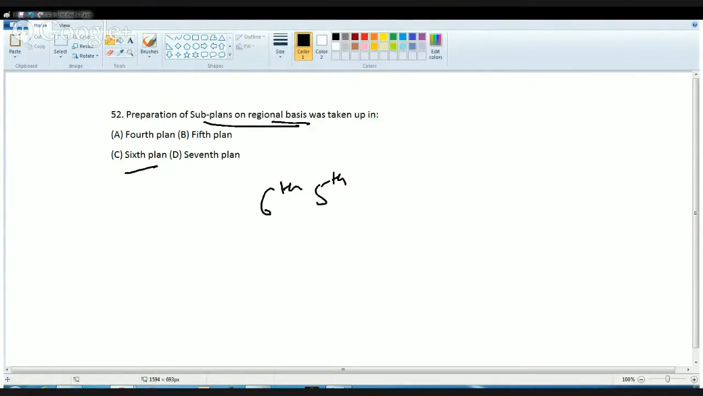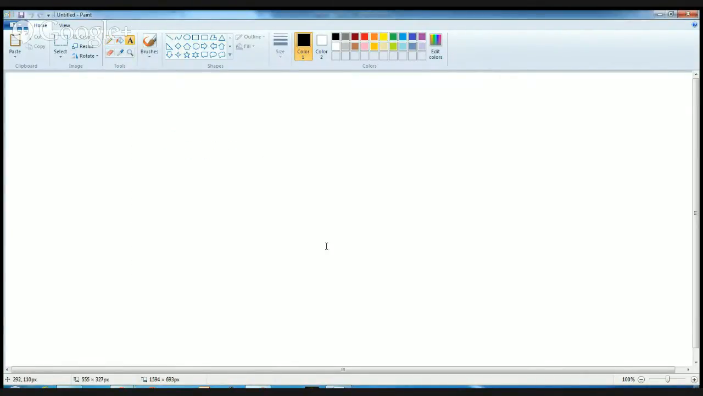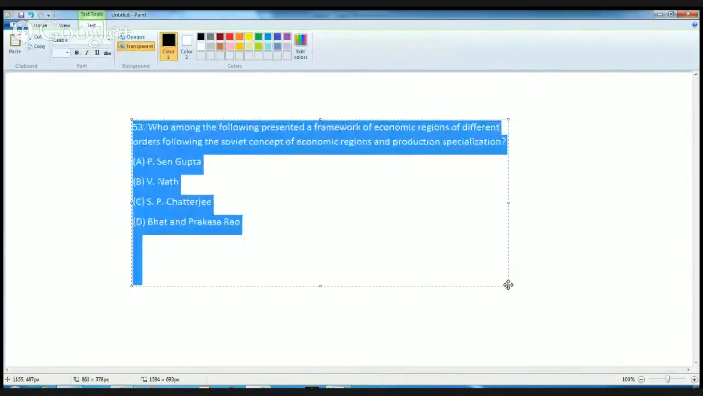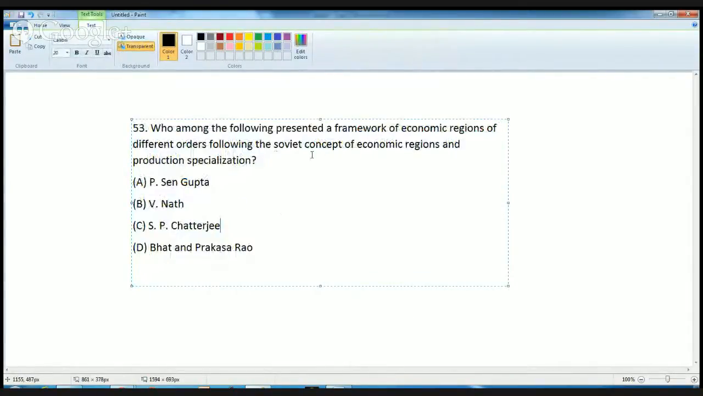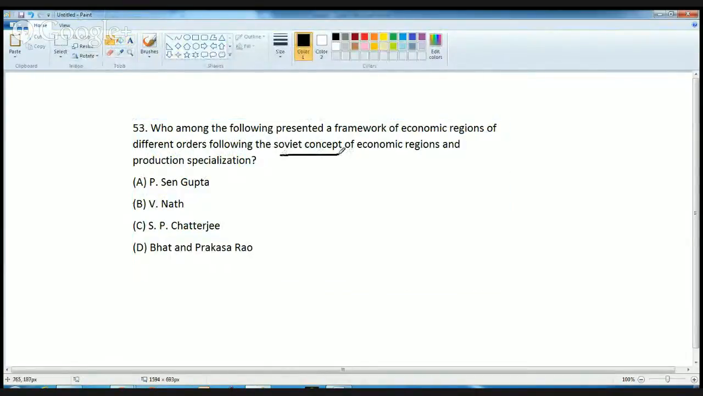The next question is, who among the following gave economic regions of different orders based on the Soviet concept? So now this wording itself gives you the answer.